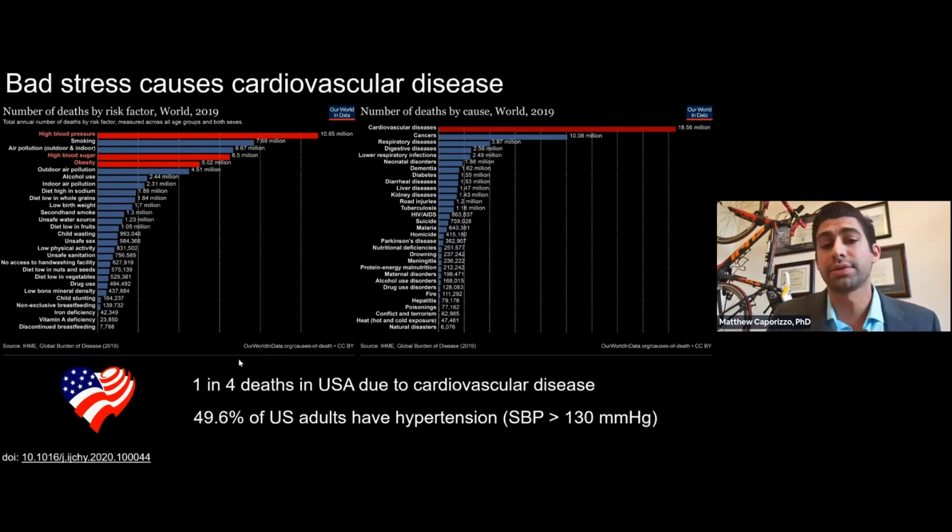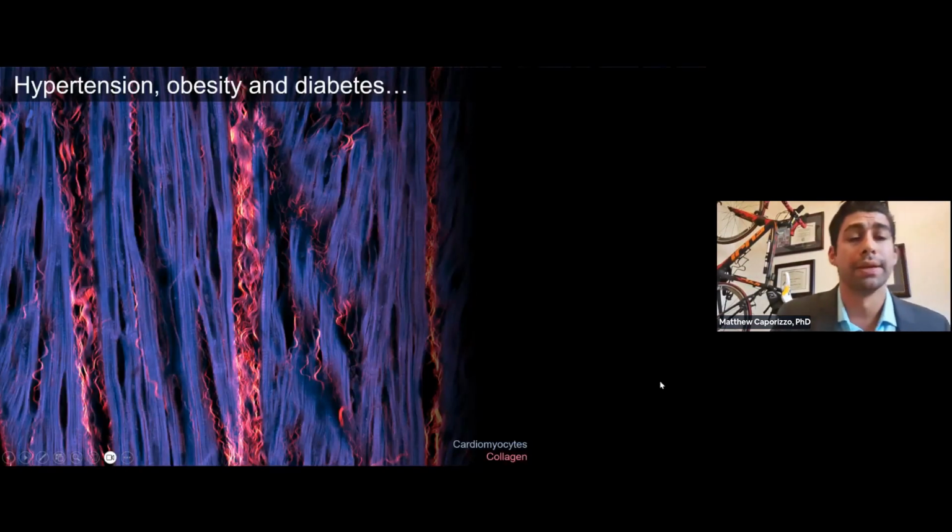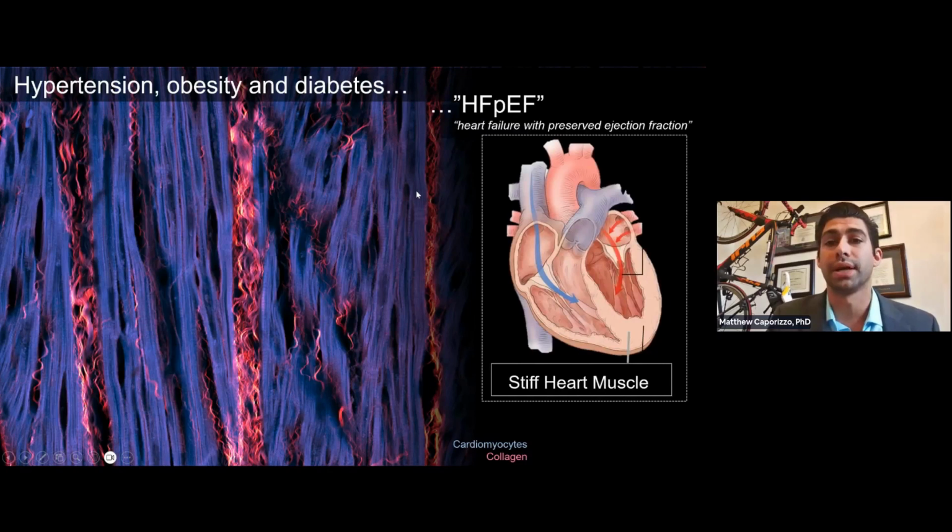But more interestingly, that isn't the complete picture. About half of US adults have hypertension, and about a third have diabetes. So even though this isn't cardiovascular death, this type of pathological remodeling is happening in the vast majority of adults in the world. As clinicians, we know hypertension, obesity, and diabetes often come together, and this has now been established to create a certain type of heart failure.